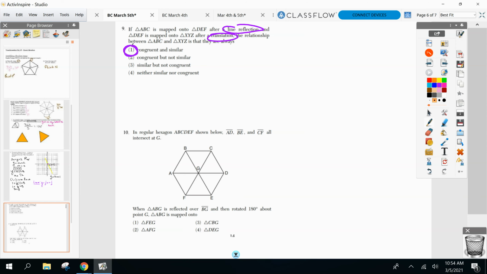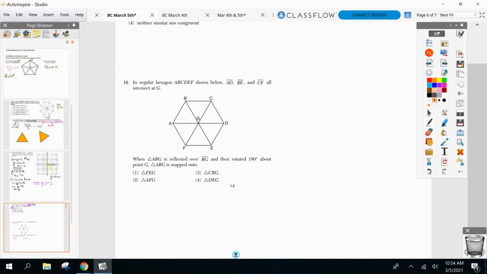Not in reverse, though. Isn't it called like a dilation? If I dilated, that would be similar but not congruent. Correct. But any 2 figures that are congruent are also similar all the time. Yep. And 10, let's go back to rotations.